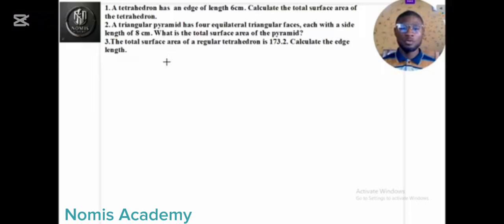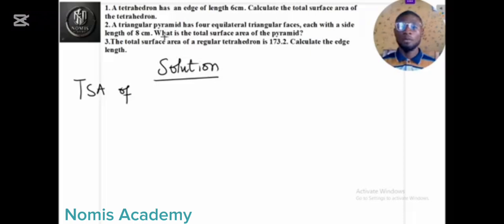So it's a similar question. I believe you can follow me now as we do this together. I have known that the total surface area of the triangular pyramid, remember I told you that tetrahedron is the same thing as triangular pyramid. So what changes here is that tetrahedron is written as triangular pyramid, so we can still write it as triangular pyramid.